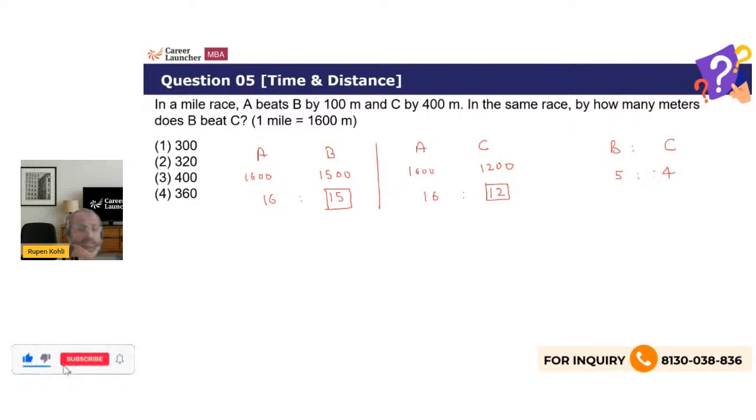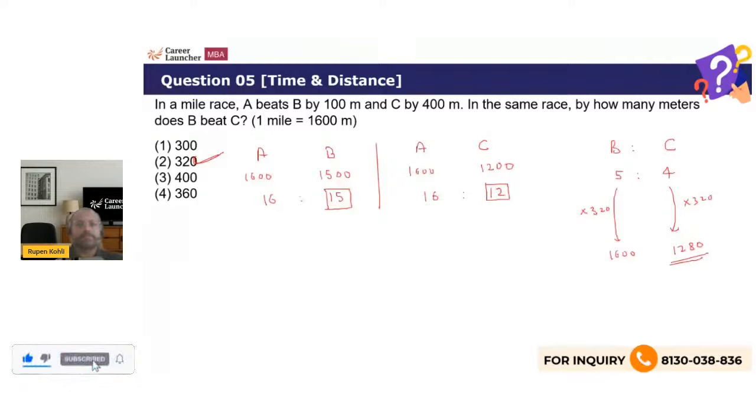By how many meters does B beat C in the same race? So when B runs 1600, how much will C run? 5 into what is 1600? Because we have to maintain this ratio. 5 into 320 is 1600. So 4 into 320 will be 1280. So he will be behind by what? 1600 minus 1280, which is a gap of 320 meters. That is the win margin between B and C.